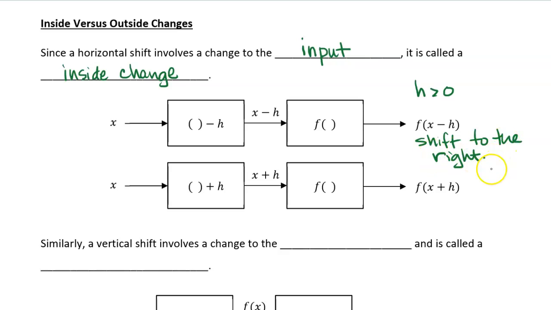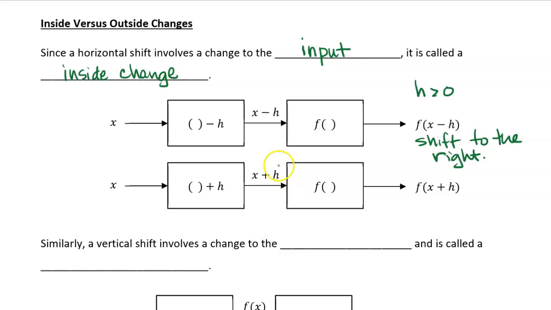Okay, and that seems a little counterintuitive, but if you think about it, what we're doing is subtracting a positive constant from x before we feed it into the function. So it's going to take more input to achieve the same amount of output, and that's why it shifts it to the right in the positive direction, because it's going to increase the amount of x we need in order to get the same amount of function out.